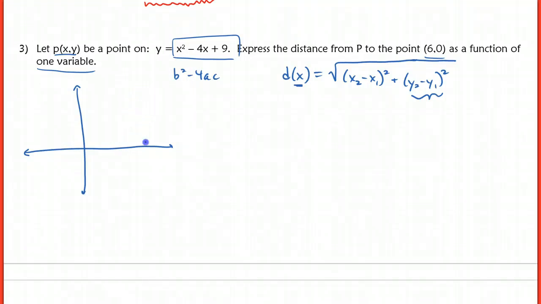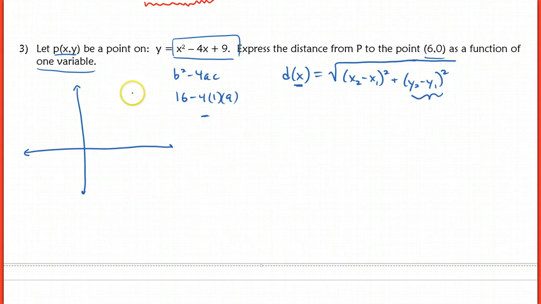If it has 2 reals, then it looks like this. If it has 1 real, it looks like that, where it touches. And if it has no reals, then it looks like this. So when I check this, I get 16 minus 4 times 1 times 9. I get a negative value here. So that means it has no real solutions, which means it's something like that.